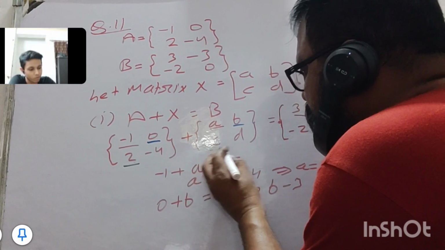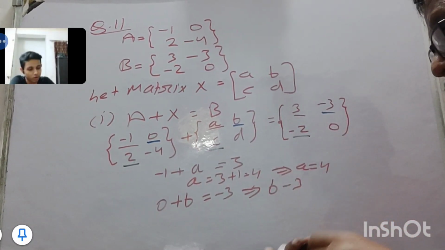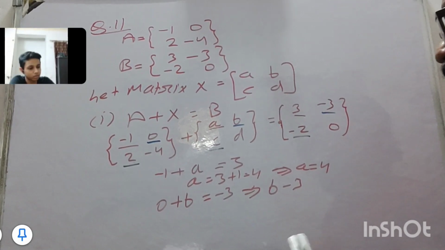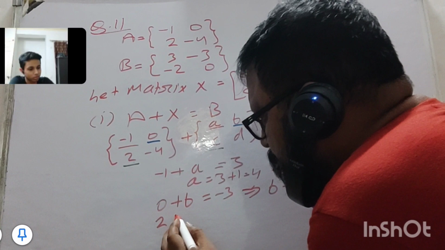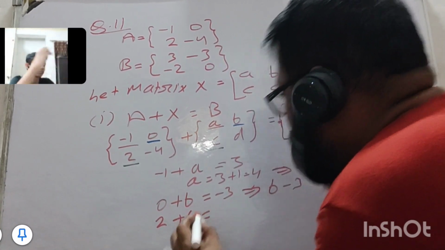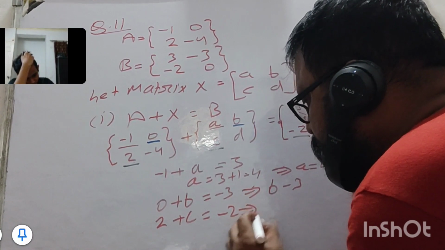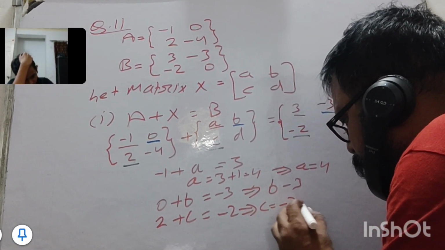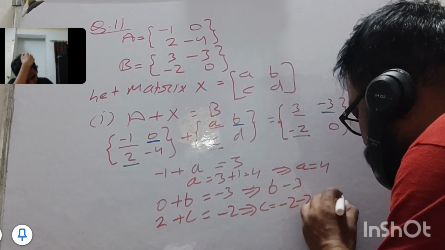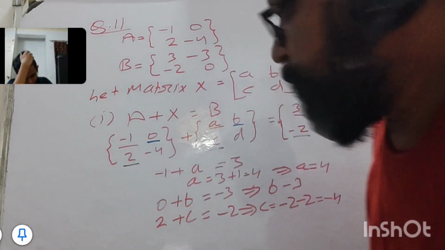Now we have 2 plus C is equal to -2. So C is equal to -2 minus 2, which is -4. So C is equal to -4.